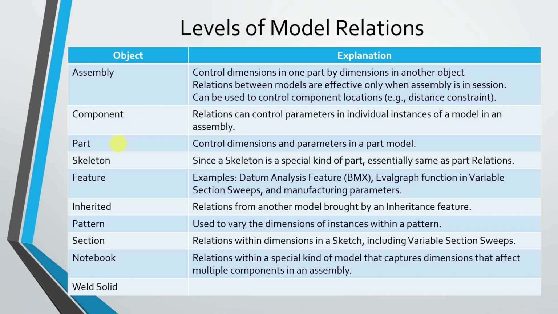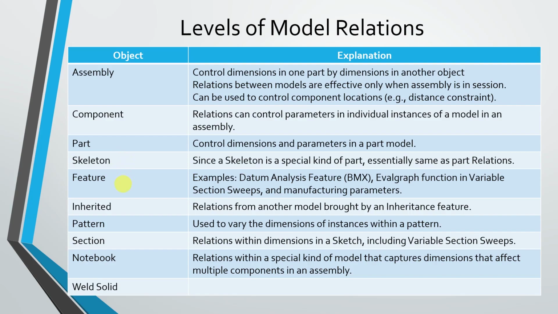Probably the most common place that I see relations created is at the part level, so that you have some dimensions and parameters in your model controlled by other dimensions and parameters in that same part. And it's one of the fundamental ways of building design intent into your models at the part level. And besides creating them in parts, you can also create them as skeletons. Skeletons are just a special kind of part model that's used in top-down design. And just like you can create relations in part models, you can create relations in skeletons so that different features, dimensions in that skeleton are driven by other feature dimensions.